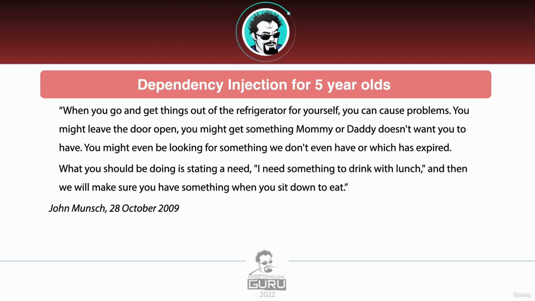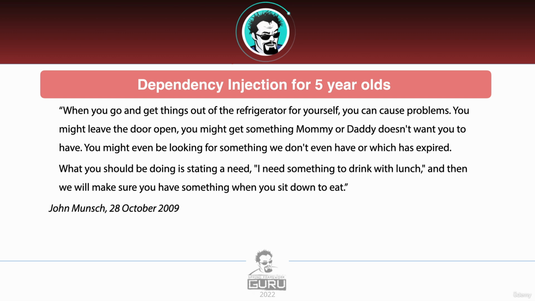So, dependency injection for 5-year-olds. When you go and get things out of the refrigerator yourself, you can cause problems. You might leave the door open. You might get something mommy and daddy doesn't want you to have. You might even be looking for something we don't have or which is expired. What you should be doing is stating a need. I need something to drink with lunch. And then we will make sure that you have something when you sit down to eat.